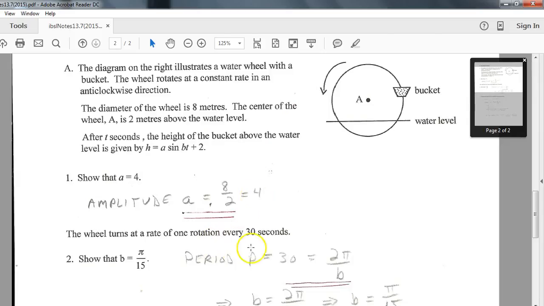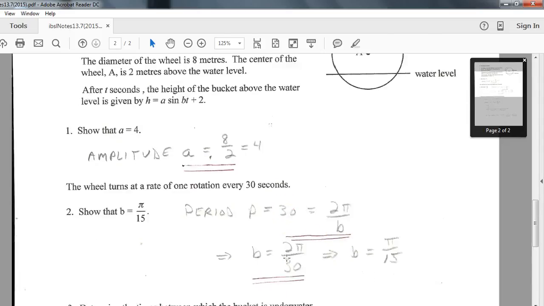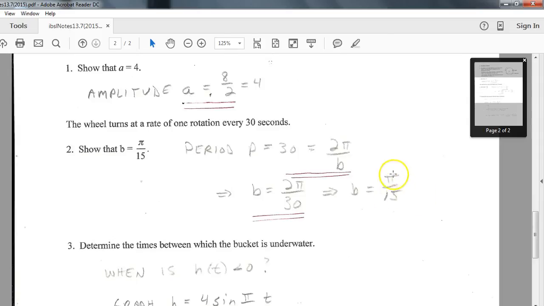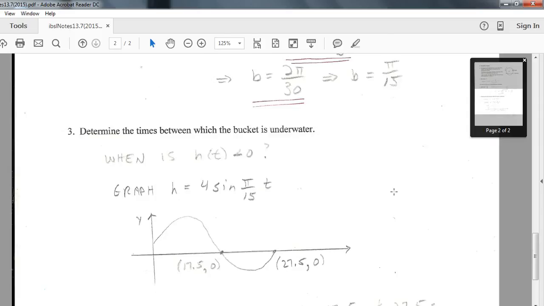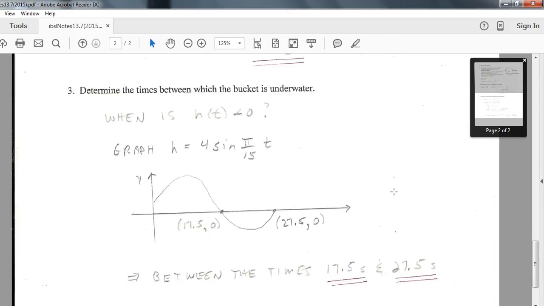If the wheel turns at a rate of 1 rotation every 30 seconds, 1 rotation is a reference to 1 period of the graph. So if we're doing that every 30 seconds, that means my period equals 30. And we know that the period of a sine graph is 2 pi over b. So if I set 2 pi over b equal to 30, then I can show where this value would come from for b. For the last part, determine the times for where it's underwater.